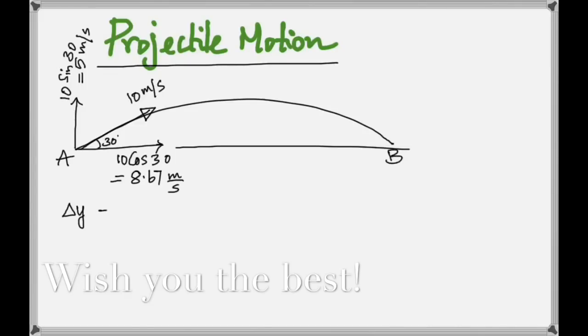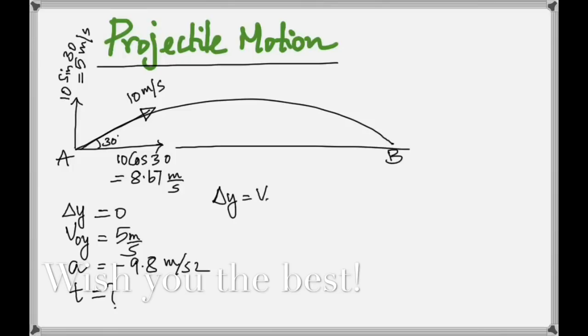So delta y in this case is 0. I was asking you to find the time. To find the time, you would use the vertical component, v0y, which is 5 meters per second. Acceleration is always negative 9.8. You're asked to find the time. This is the equation you use. We've used it a couple of times already. That's why we call it the king. And then don't go crazy. Substitute carefully.